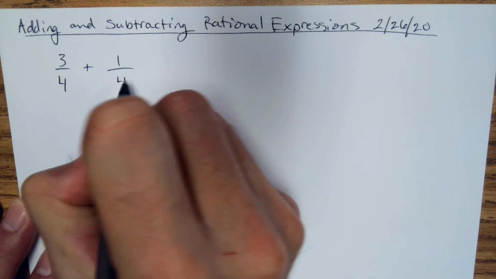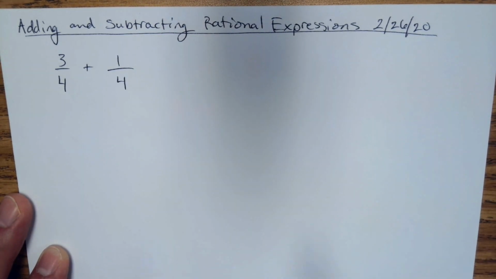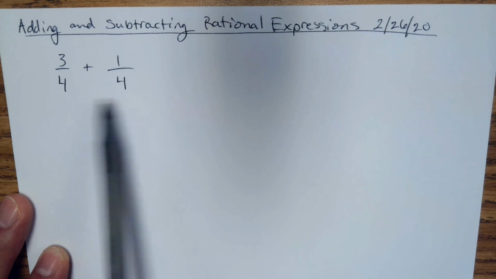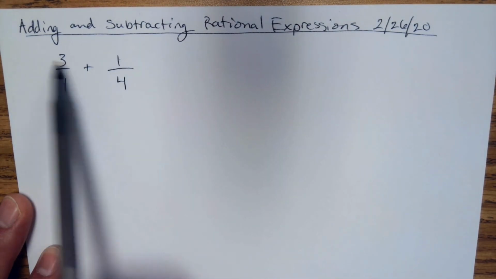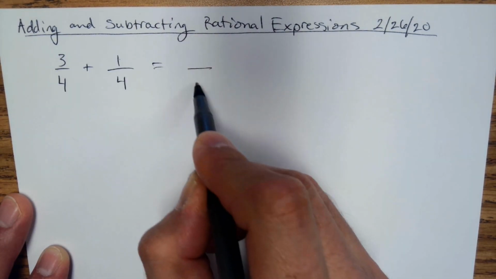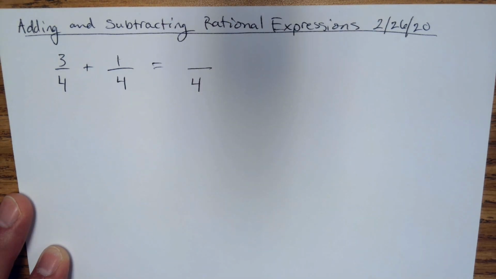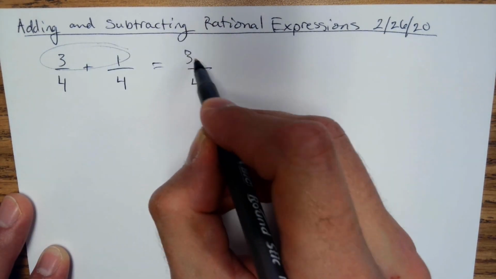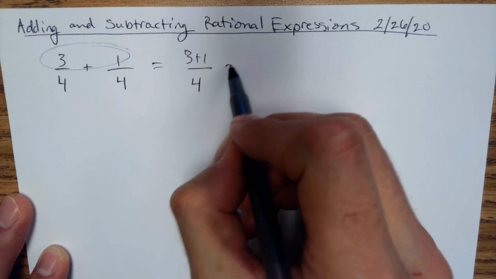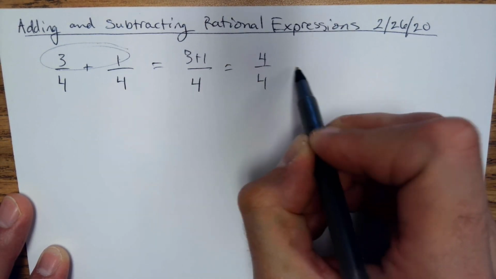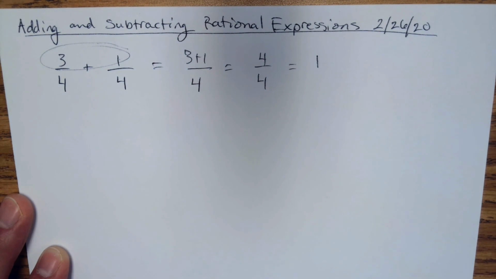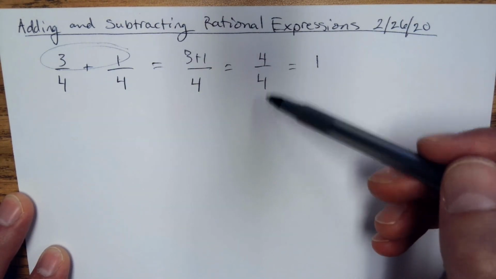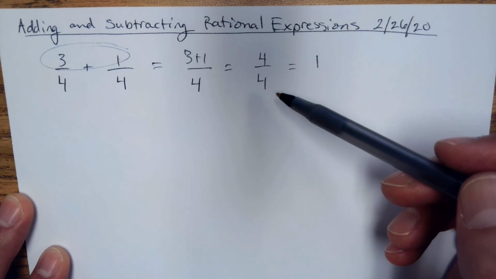Let's say 1/4. If you have a common denominator already, then of course all you're doing is copying down that denominator and then combining the tops. 3 plus 1. Normally you just do it in your head, but all of these steps are going to be exactly the same with rational expressions, except for at the very end you might have to factor and cancel like we've been doing.